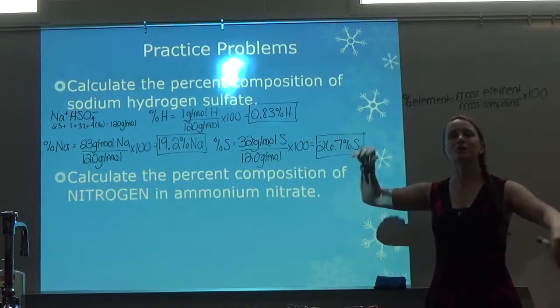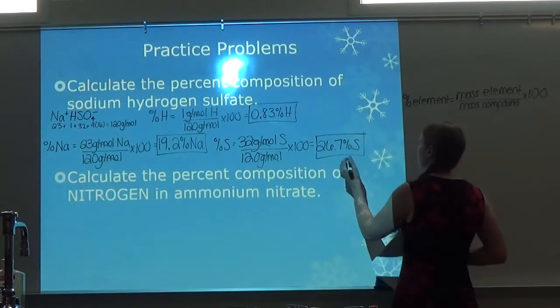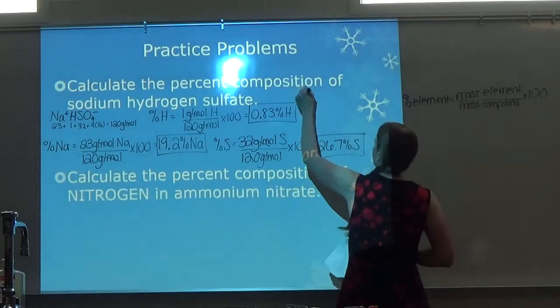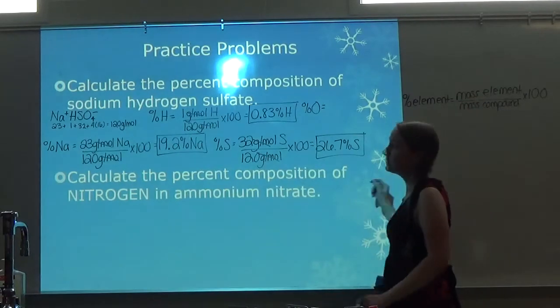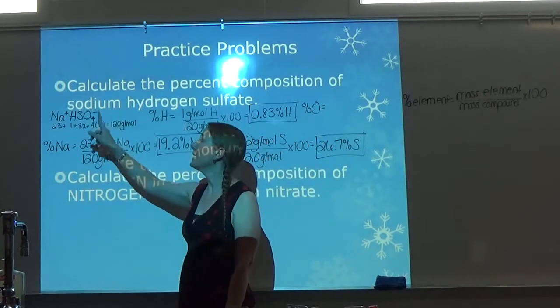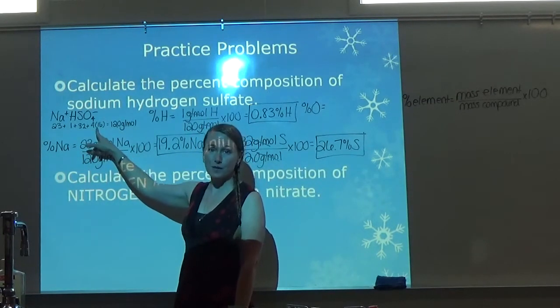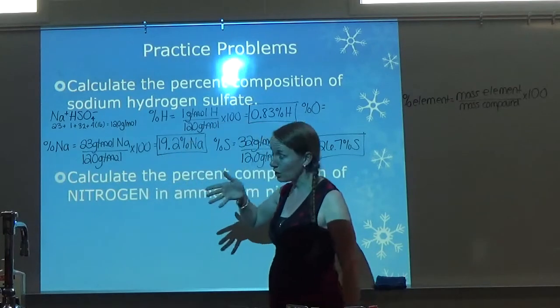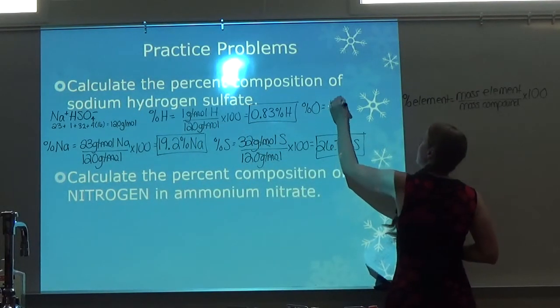Whew, that brings us to our last element, which is oxygen. All right, so I'll just put it up here. My percent of oxygen is, of course, the mass of the element, and this is where you've got to be careful. Yes, oxygen is 16, but I have 4 of them. So I'm not going to put in 16 for my mass for oxygen. I'm going to put in 64, because that's 16 times 4. So I have 64 grams of oxygen.